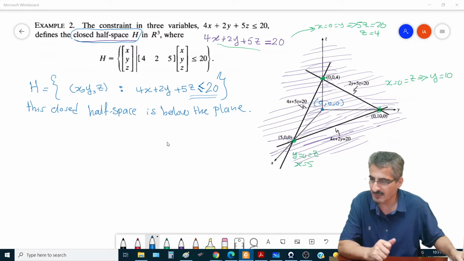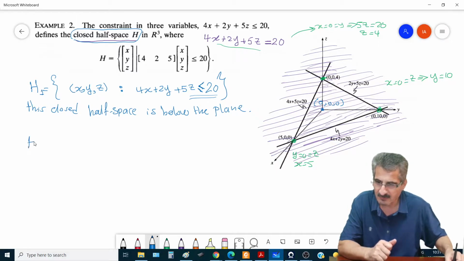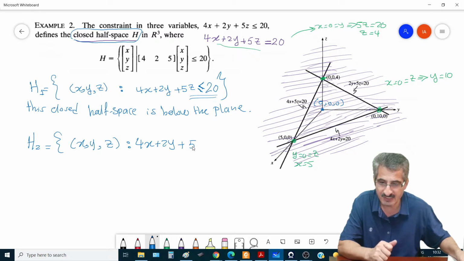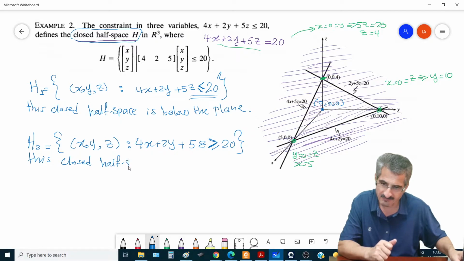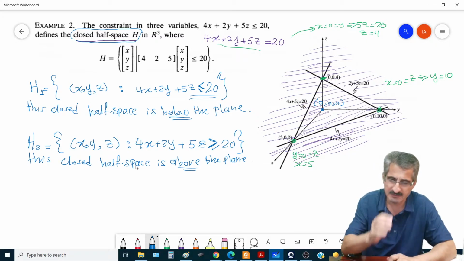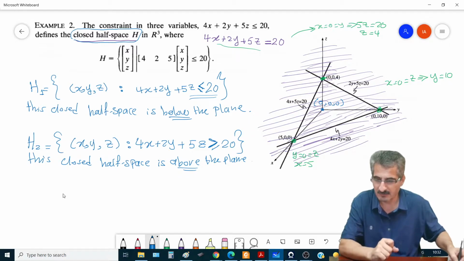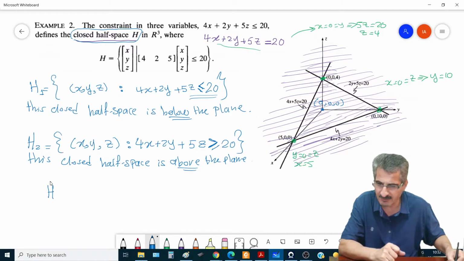We'll call it H1. Why? Because if we take H2, that will mean the other side. We'll call the other side H2. The other side is reversing the inequality to be greater than or equal instead of less than or equal. So this closed half space is above the plane. It does not always make sense to say below and above, but this is the way we have to describe our situation. Now, if we introduce a new notation, what do we mean by H hat?